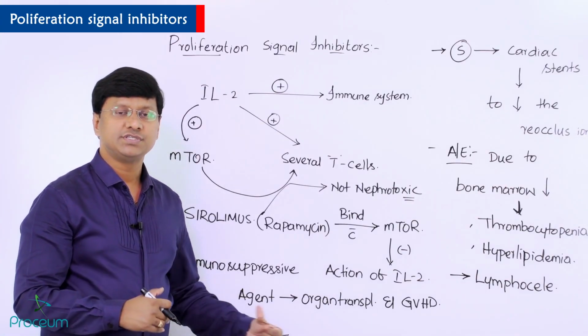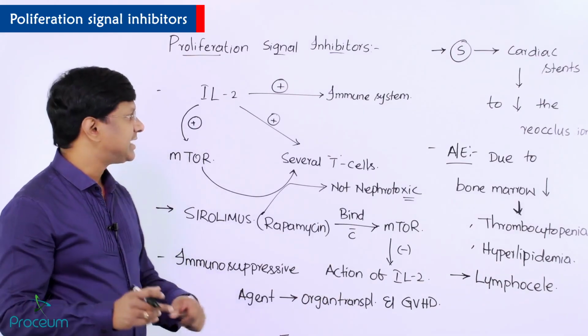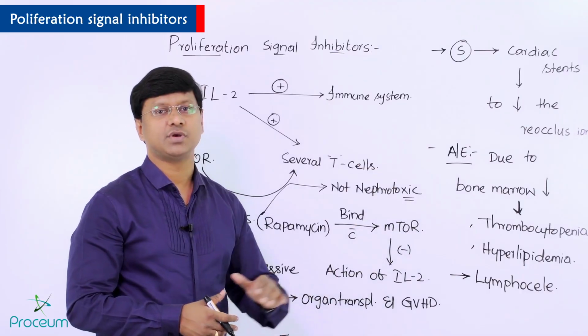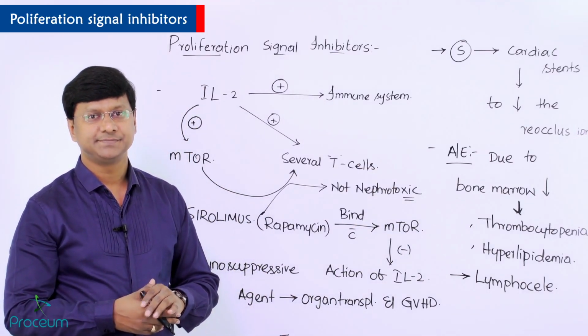So where is this used? This is used in case of organ transplantation as well as graft versus host disease. And the other point is, sirolimus is also incorporated in cardiac stents to decrease the chances of reocclusion.